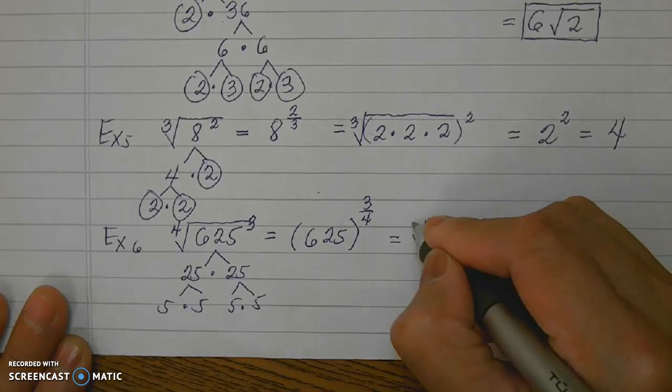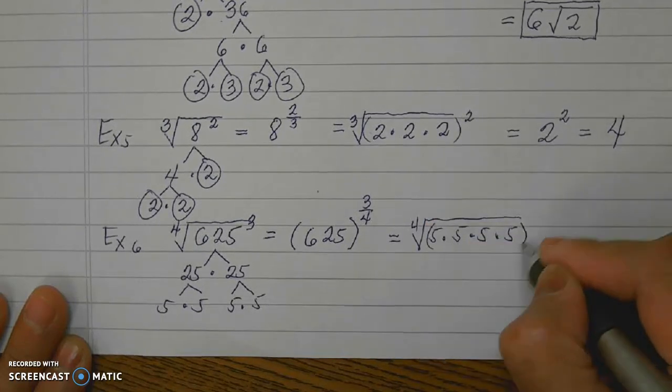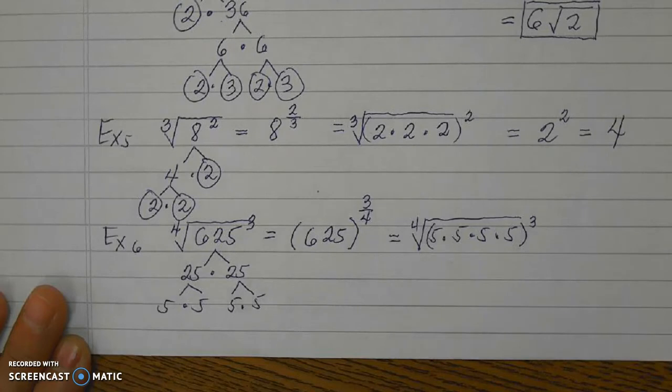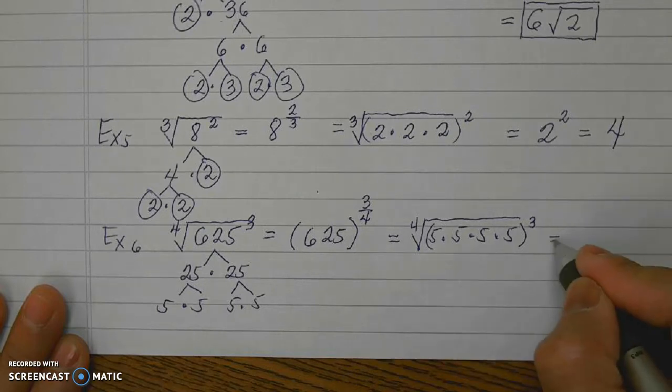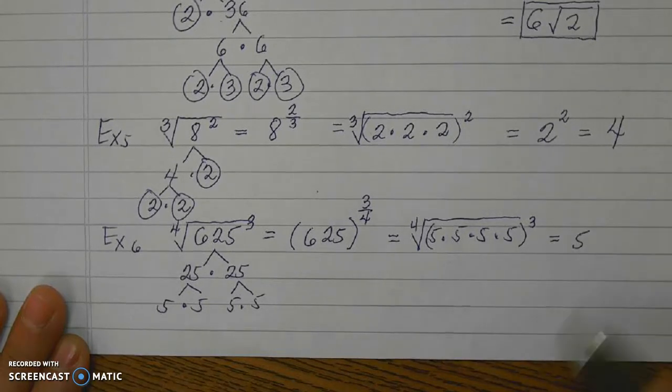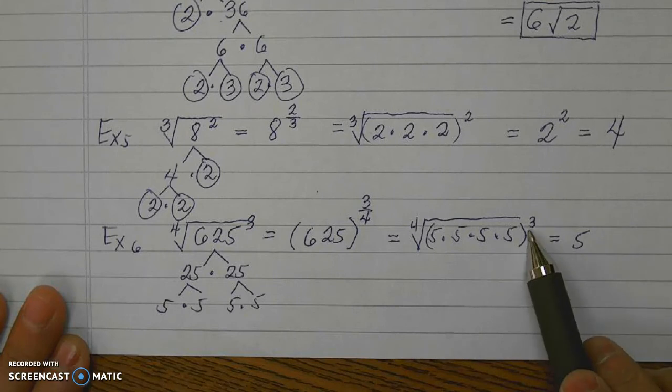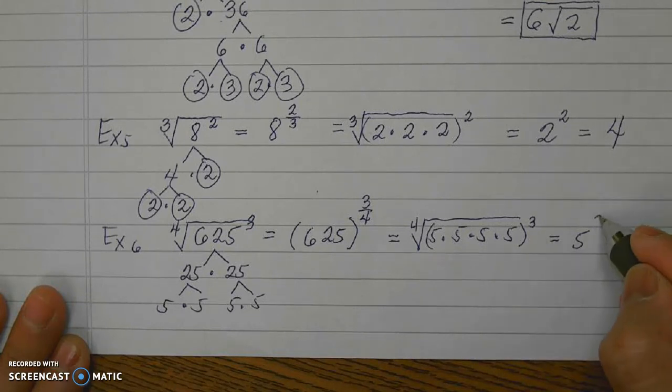And I want you to get the 4th root and then later raise it to the 3rd power. Since we're looking for the 4th root, I must have 4 numbers, which I have. So the 4th root of 625 is really a 5. So that's a 5. But then you want to raise it to the power of 3. And 5 to the power of 3 is 125.